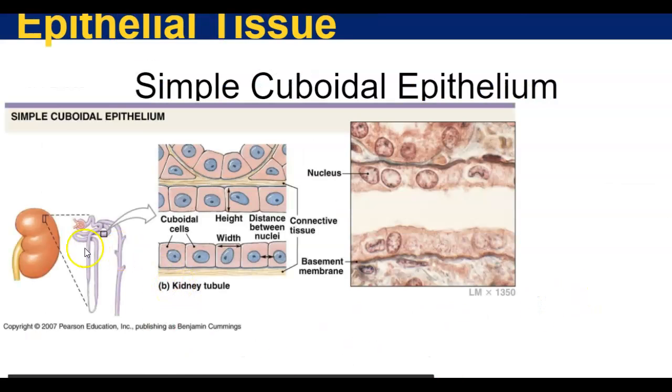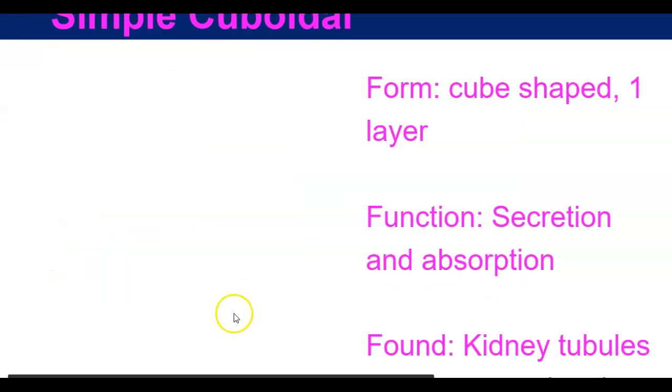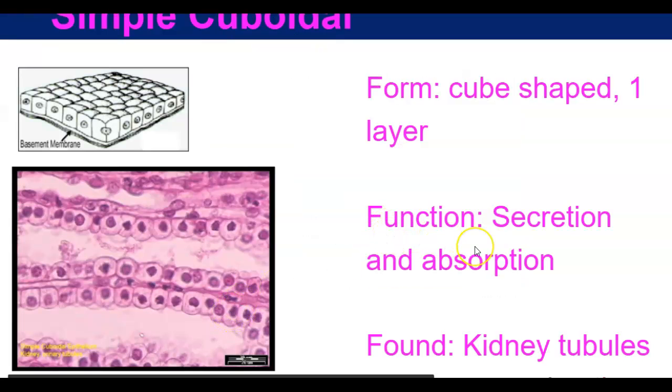Simple cuboidal, we would find these in the kidneys, and they are, again, one layer, shape of a cube, like a Rubik's Cube, and they want to secrete as well as absorb, and what they're going to be secreting and absorbing is water, salts, things like that, and you would find those in your kidneys. So different shape, different type of things of what it's going to absorb. In the kidneys, we're talking about solids. In the lungs, we're going to talk about gases that it's going to go through. Okay.